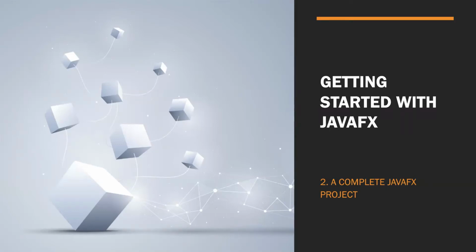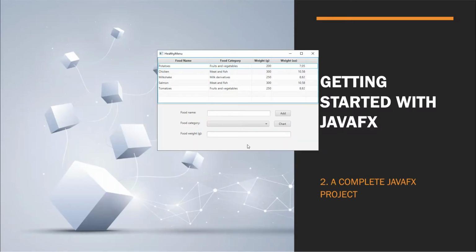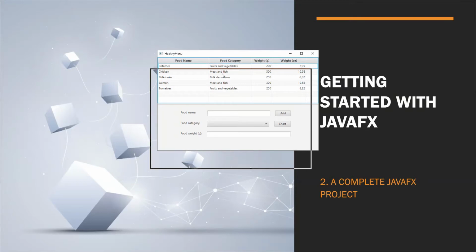In this video, we are going to build a more complex application from scratch. In this case, we're going to implement an application to show a list of food. Each food is assigned to a category, and we can also see a chart of an overview of the food that we have in the table.